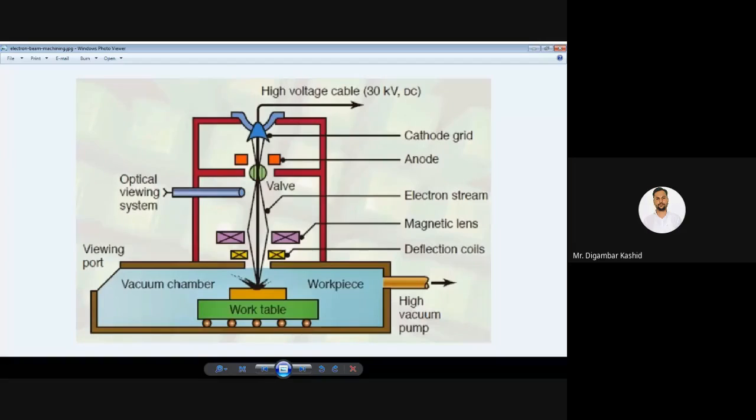And whatever that upper part is shown, that red chamber, is called the electron beam gun. Starting from the high voltage lead, then we have the cathode grid and all these things, up to that depletion coil, all the elements. So it is called the electron beam gun, because from that portion, from all these elements, we are getting the electron beam.